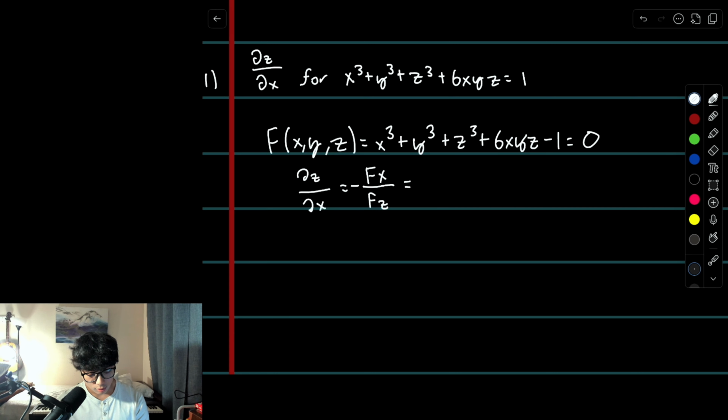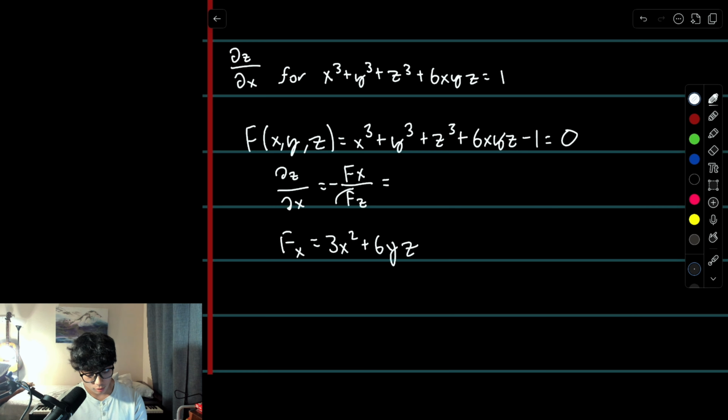Now to find this, we simply find the partial derivative with respect to x, which in this case is just the derivative of all of the circled terms, since they all contain x. So that's going to be 3x squared plus 6yz. Now for the denominator, we just find the partial derivative with respect to z, which is the derivative of the z cubed terms, which gives us 3z squared plus 6xy.